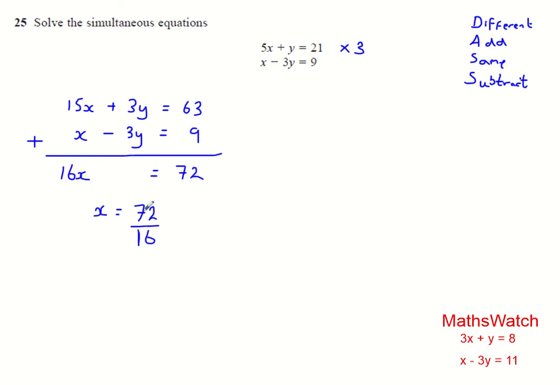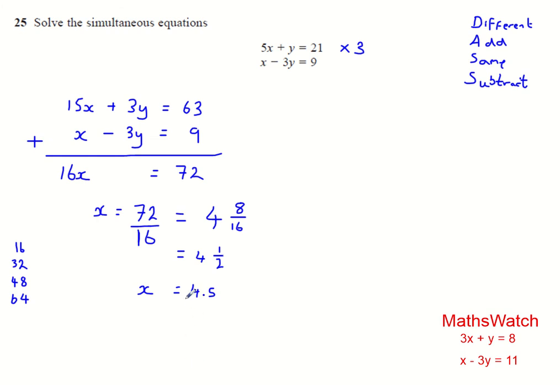Now you can do that any way you wish. I'm going to count up in 16s. So 16, 32, 48, 64. So that's 4 whole amounts. So that is going to be 4. So 4 16s is 64, which leaves us out of 72 with 8 left over. So what we've basically done there is converted an improper fraction into a mixed number. 8 over 16 can be simplified to a half. So this will be classed as 4 and a half or 4.5. So x is equal to 4.5.